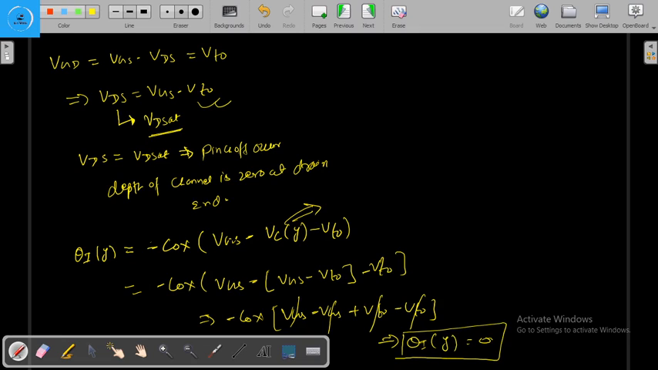So from here we have proved that when our VGD is equal to the threshold voltage Vt naught, we have derived that VDS will be equal to VGS minus Vt naught, or we can say this VDS is the VD set. At this voltage, the electron charge, or the channel depth, at the drain end is 0.